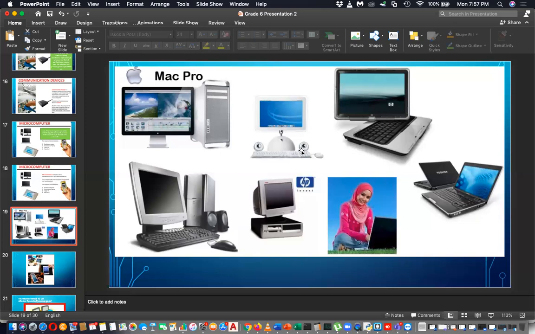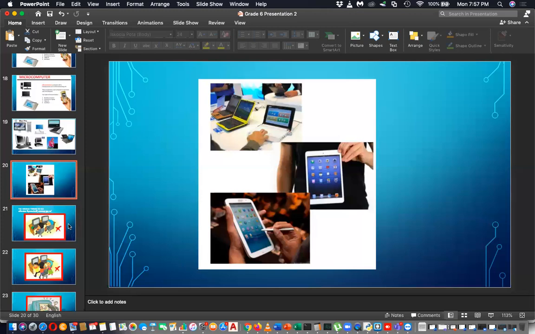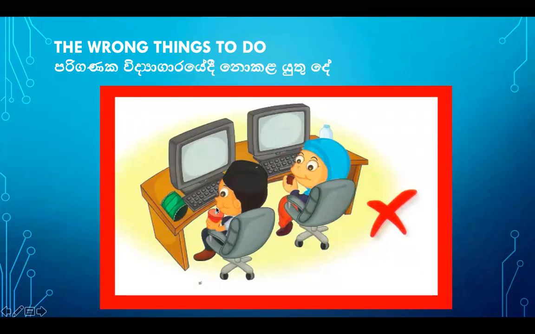Right. Okay. So let's move to our main topic then. We know these kinds of computers are in the lab. So what to do and what not to do in the lab. What are the wrong things? One wrong thing that you do mostly in your labs: don't do this. Some students are having meals inside the lab, but that is not good because it can damage computers. And some are doing like that.